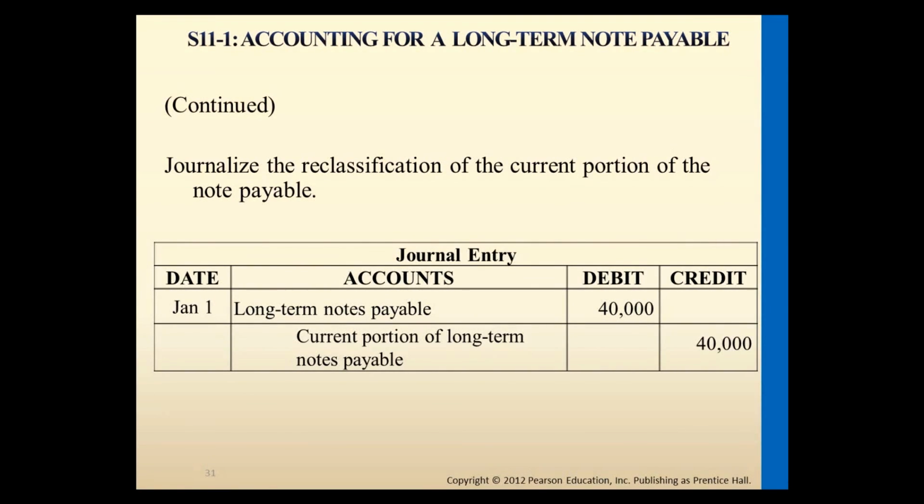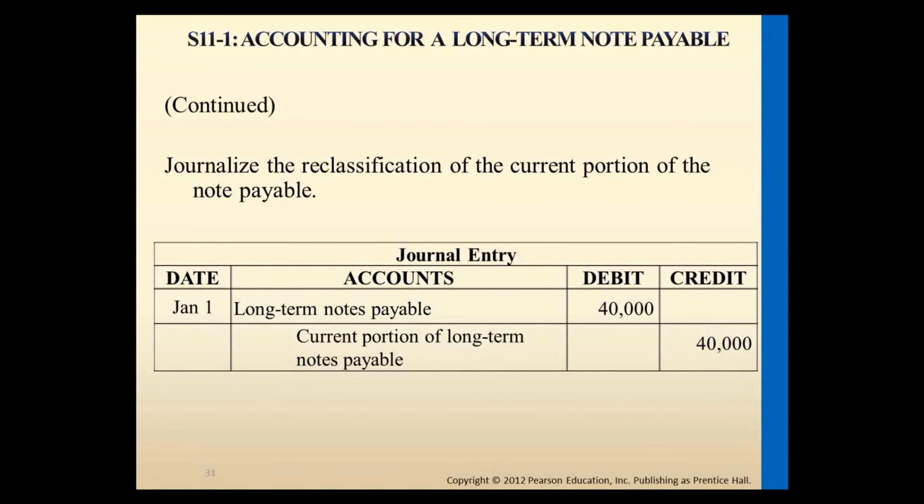But we already separated the notes into parts: $160,000 is long-term, $40,000 is current. Just on the first date, the date that we issue the notes and reclassify the notes, we already have $40,000 as current. So this is going to be paid off within 1 year. This remaining part is the remaining 2 to 5 years, right?